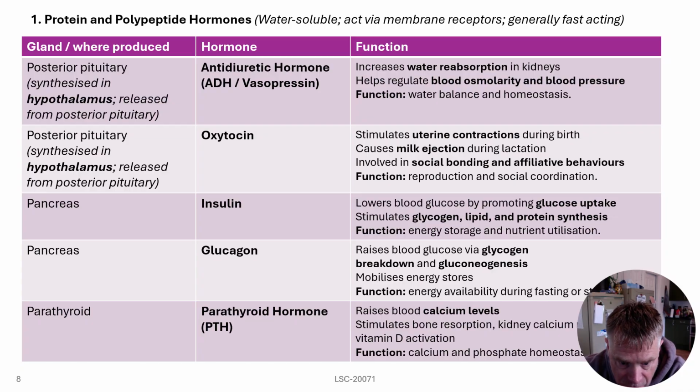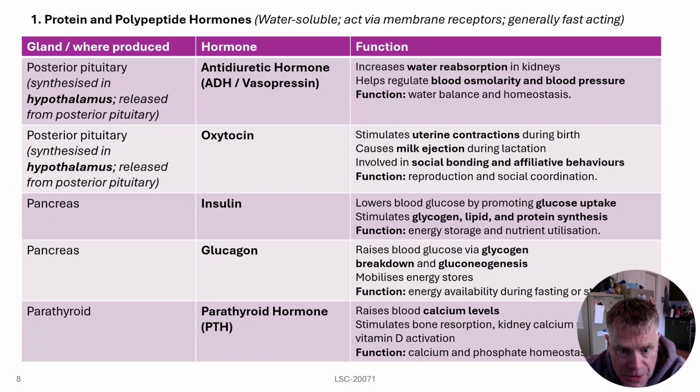And then there's glucagon, and that raises blood glucose via glycogen breakdown and gluconeogenesis. So it's mobilizing energy stores, and its function is increasing energy availability during fasting or periods of shortage. And so it releases sugar. So these 2 hormones do the opposite thing. One of them is releasing simple sugars, and the other, insulin, is locking them up by making them into big molecules.